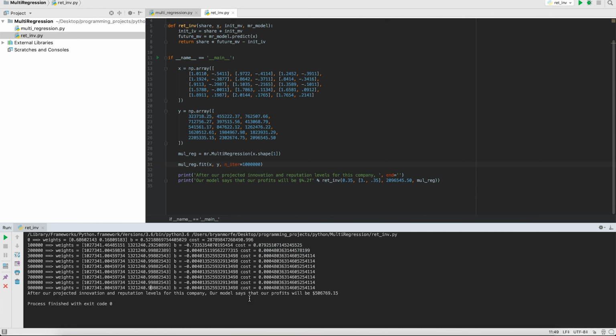Great, so after training this, our cost didn't change that much. So in the past 800,000 iterations, so from 200,000 to 1 million, which is what we use, our cost didn't decrease that much. So that tells us that probably we should just do 200,000 iterations.